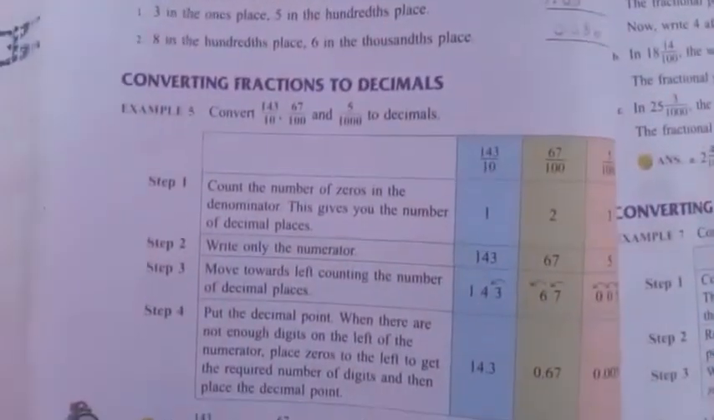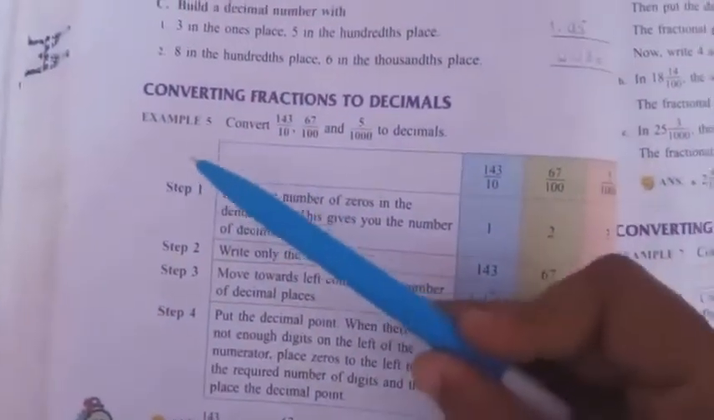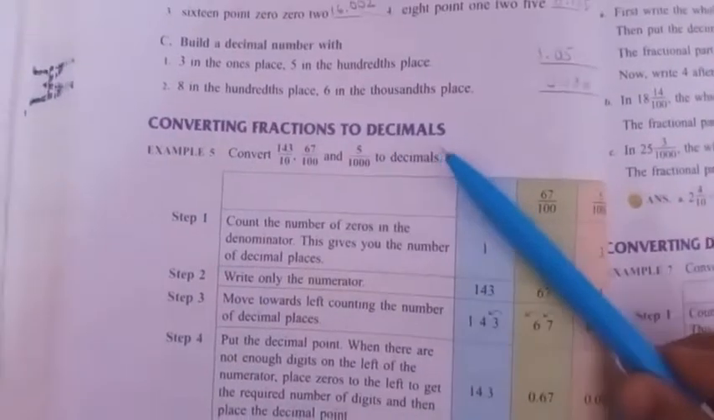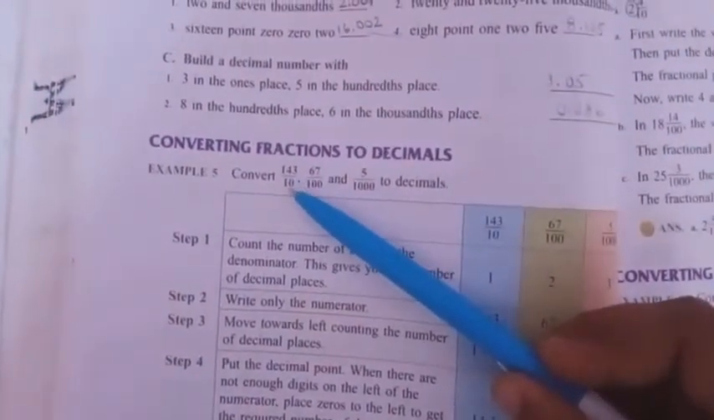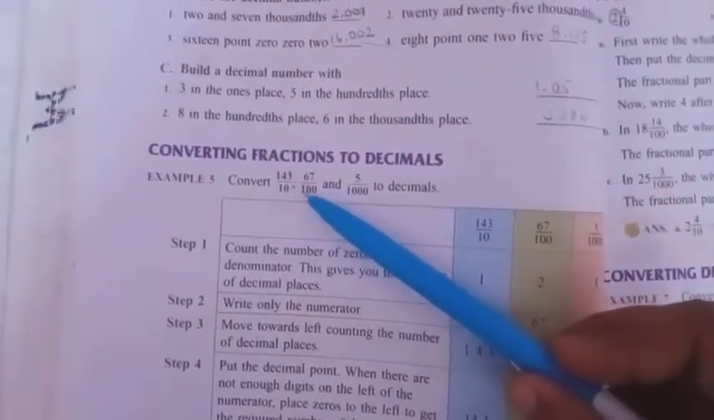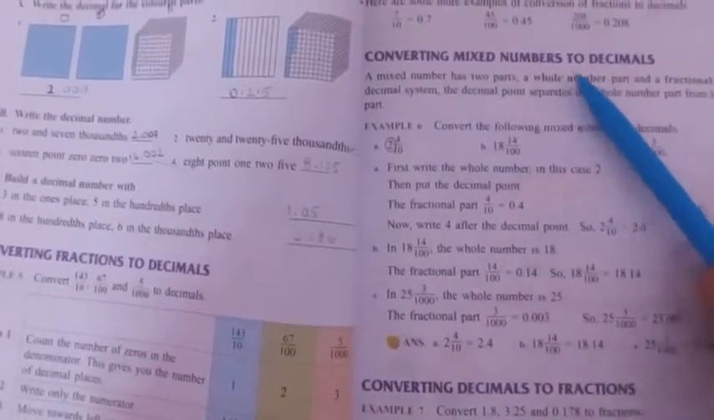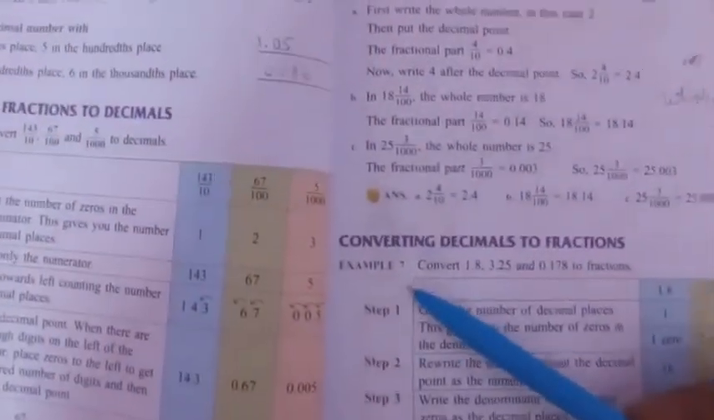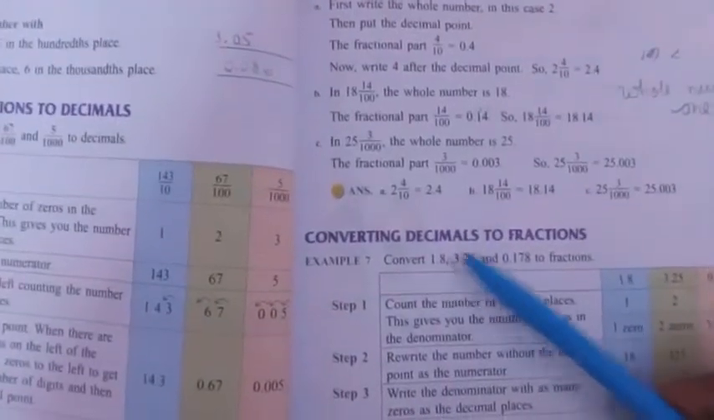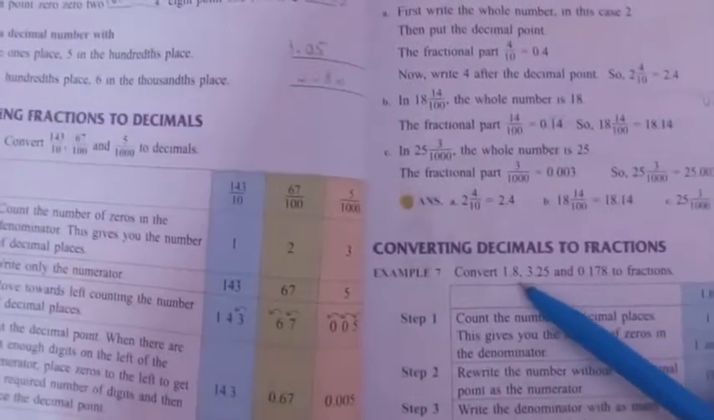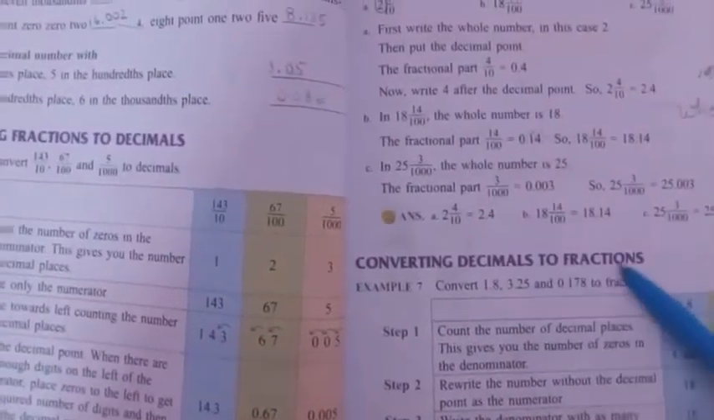And today we are going to concentrate on how to convert from fraction to decimals. If the number is given in fraction, we have to write the number in decimals. And then we are also going to see how to convert mixed numbers to decimal numbers, and then we will see converting decimals to fraction.